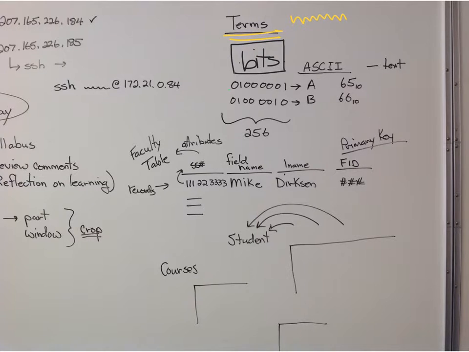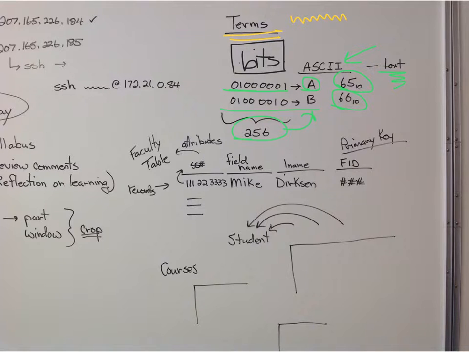So these bits here represent a capital A. If you convert it to base 10, that'd be a 65. This is a B here. Assuming we're talking about text using the ASCII code, we got 256 combinations to represent letters and symbols and so forth.